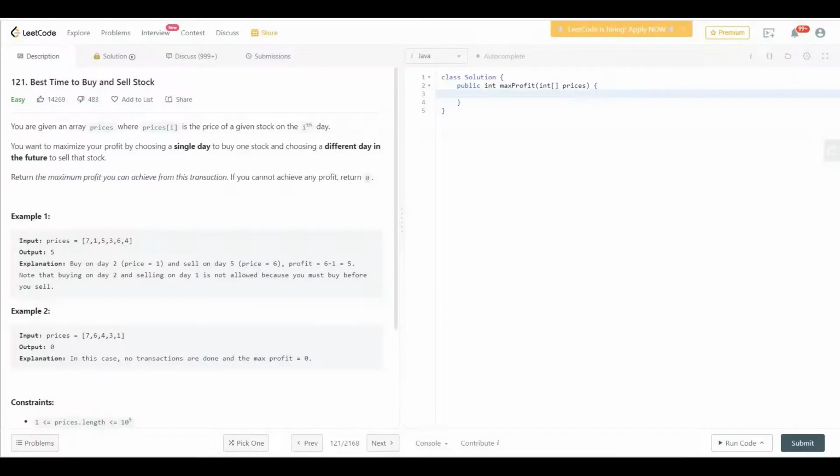Welcome back to your series of solutions and explanations to competitive coding. Today we are going to solve LeetCode question number 121, that is Best Time to Buy and Sell Stock.